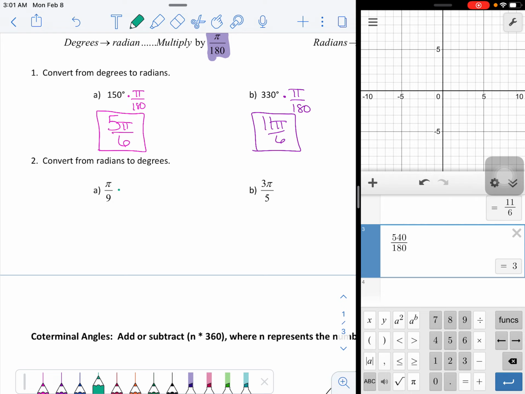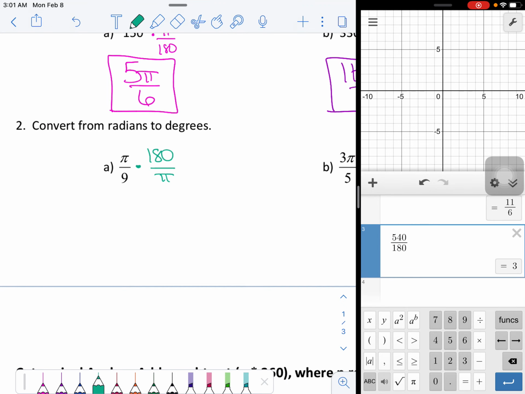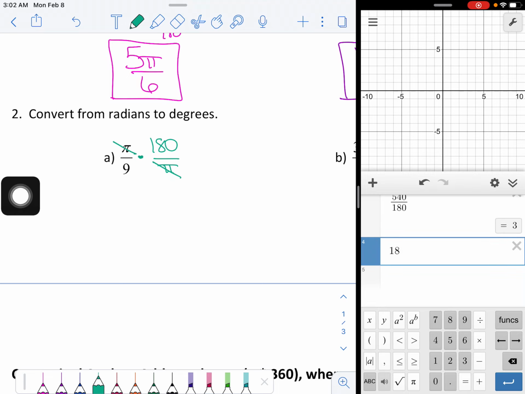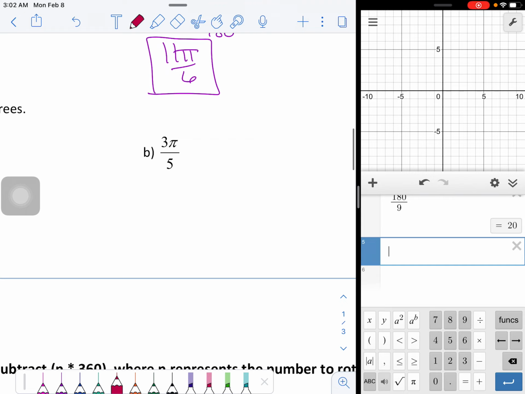Question number 2, we've got converting radians to degrees. So instead of using pi over 180, flip it over: 180 over pi. Let me zoom in just a little bit here. So what'll happen with your radians is when you're converting them, pi and pi will cancel, which is what we want. And what I'm left with is 180 over 9. So if I do 180 divided by 9, I get 20. So pi over 9 is 20 degrees.